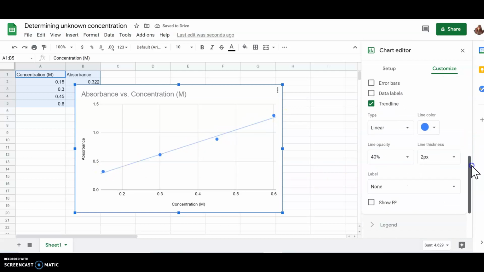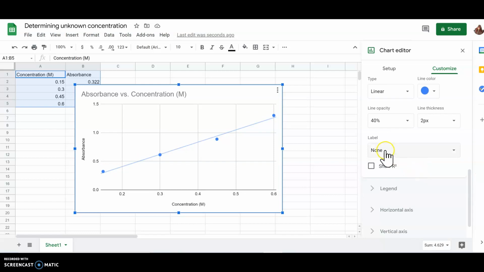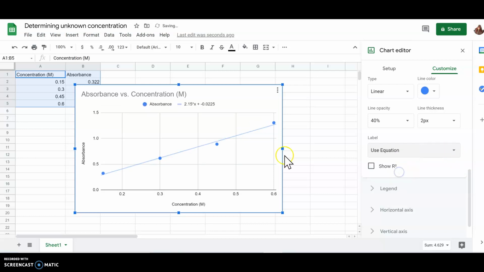So that looks good. And now we are going to go down to label. We want to see the equation for this line. So go to label and hit use equation. Then it puts the equation up here. And then we want to put something in that's called R squared value.